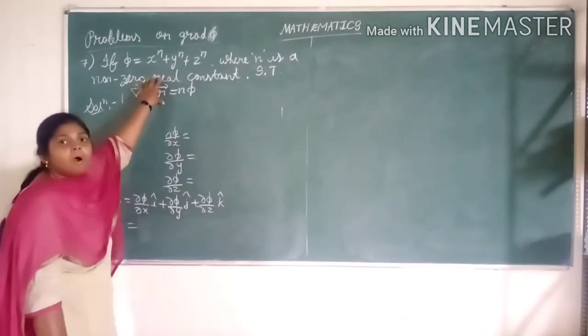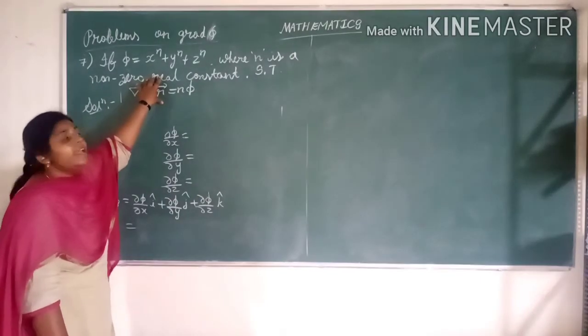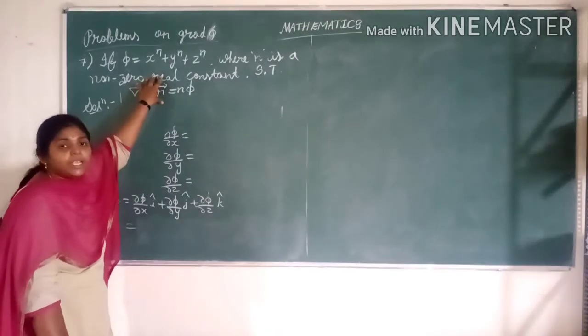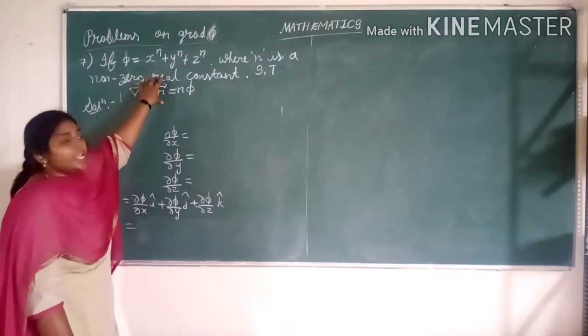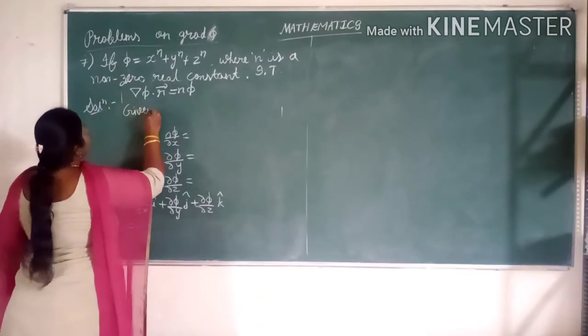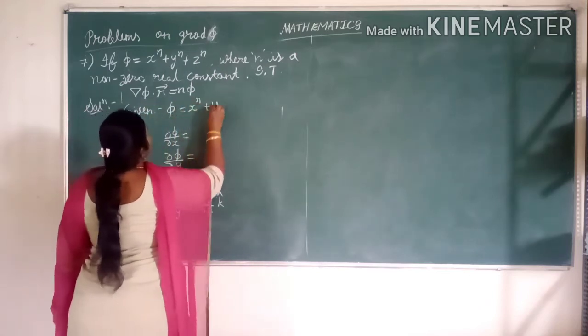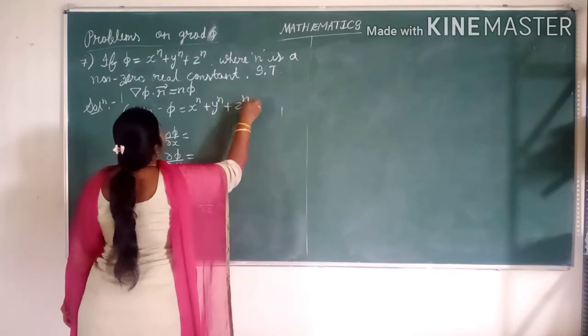What is meant by r? r is a position vector. What is the formula for the position vector? r is equal to x into i cap plus y into j cap plus z into k cap. You only want to write. First write down the given. By given, what is given here? Pi is equal to x to the power of n plus y to the power of n plus z to the power of n.